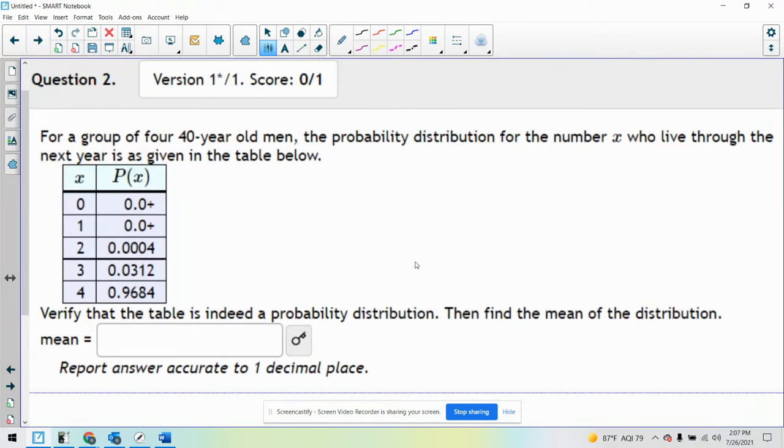So now this is for a group of 40-year-old men. The probability distribution for the number X who lived through the next year is given in the table below. So we have the chance that 0 will live another year, 1 will live another year, 2 will live another year, 3 will live another year, or all 4 will live another year.